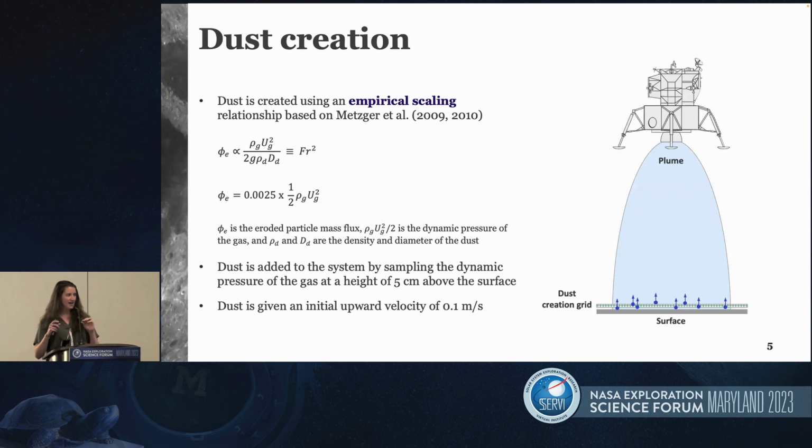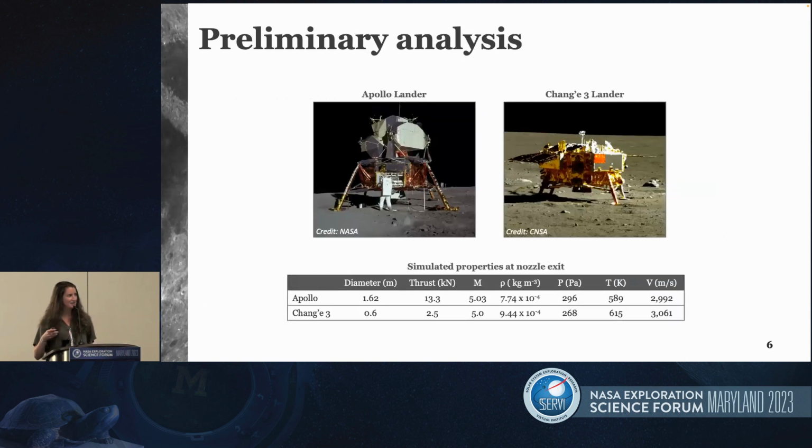What we do is at each step in our simulation, we sample the density of the gas right above the surface. We determine how many dust particles we have to inject into the system based on this relationship. And then we let the DSMC method handle the coupling between the gas and the dust.